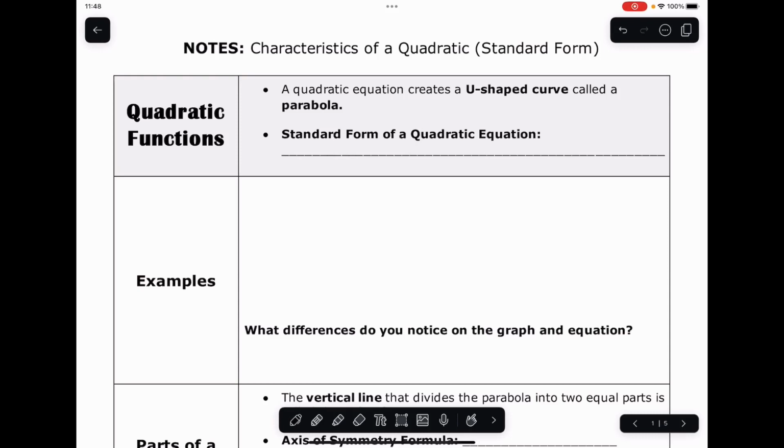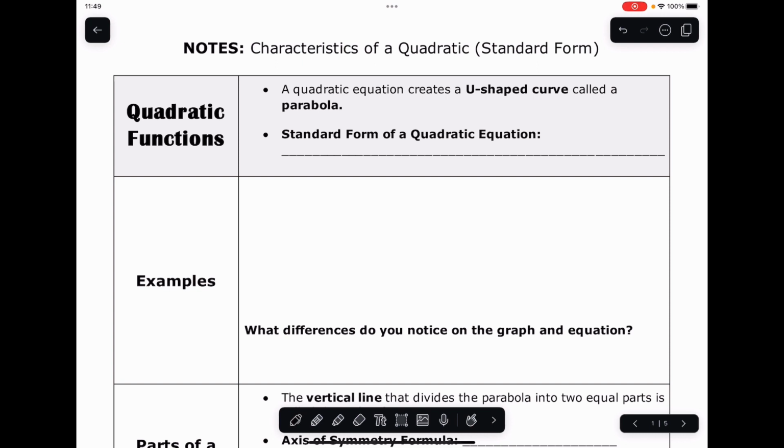Hello class, and thank you for watching this video on the characteristics of a quadratic function in standard form. In this video, you will learn how to find the axis of symmetry, the vertex, and identify the domain and range of a quadratic function in its standard polynomial form. Now, let's begin with some vocabulary.